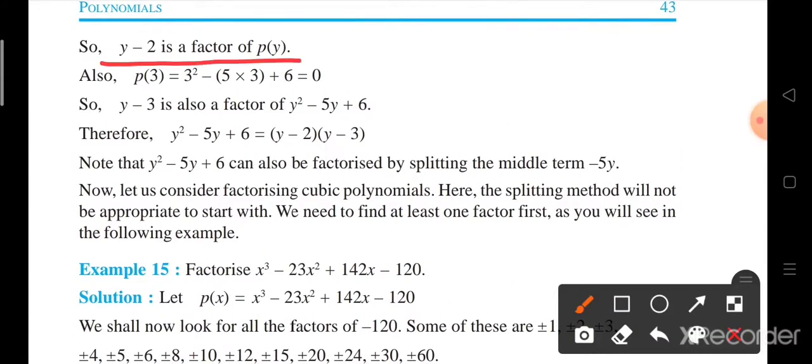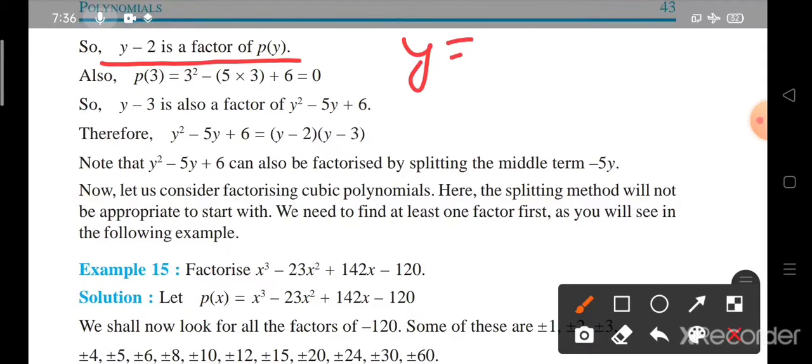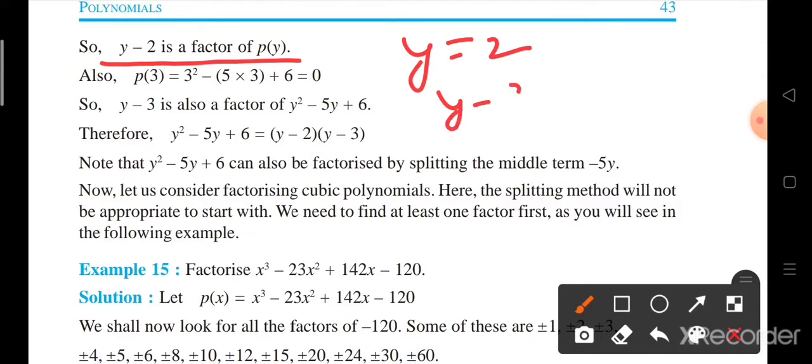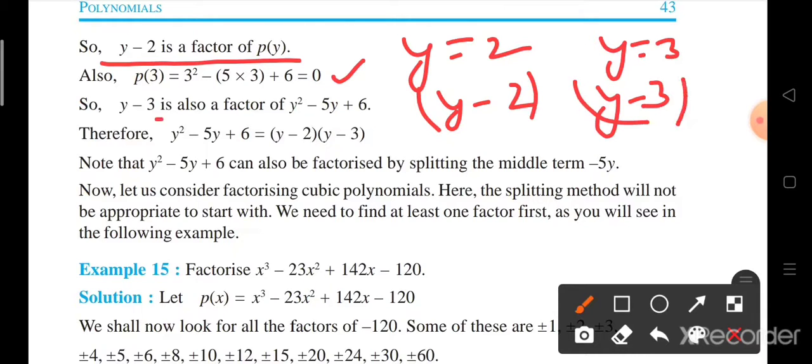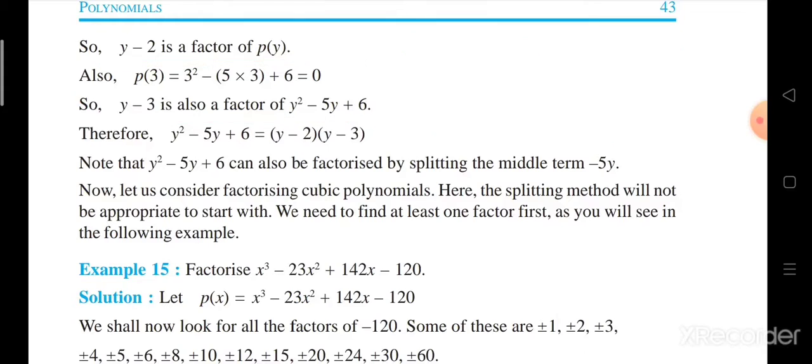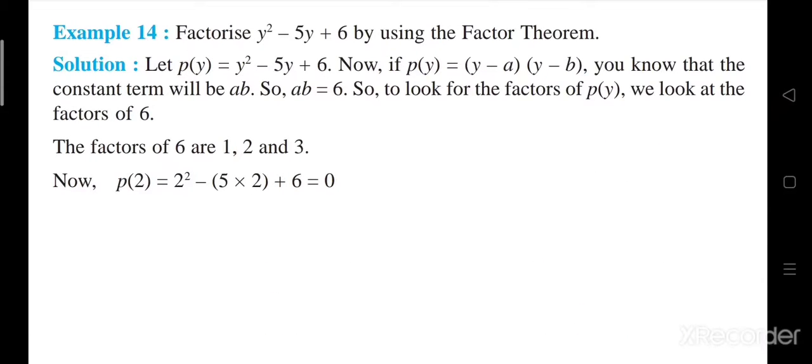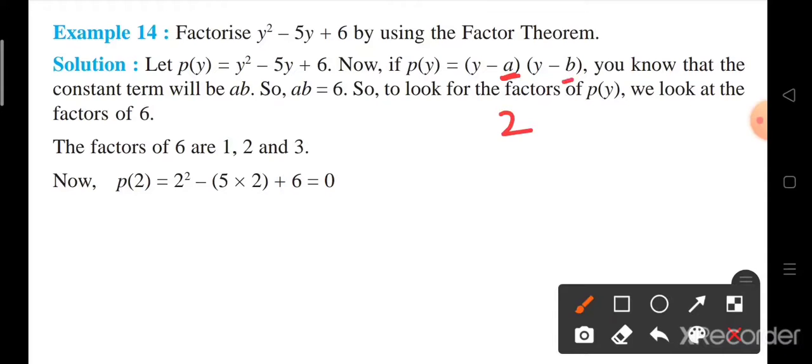So y minus 2 is the factor of this polynomial, as y is equal to 2 is the 0 of this polynomial. Now 3 is also the 0 of this polynomial, so y minus 3 is the factor of this polynomial. Here the a value you can take as 2 and b value as 3. So this polynomial can be written as y minus 2 into y minus 3.